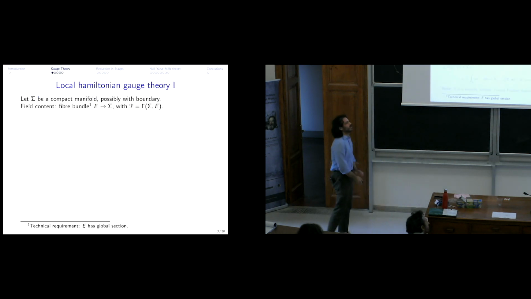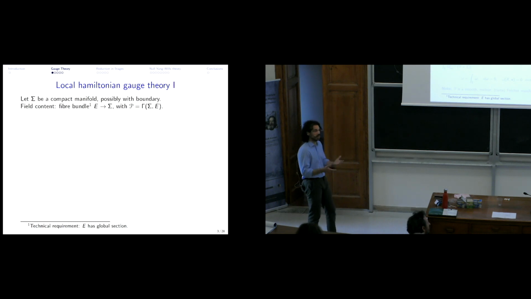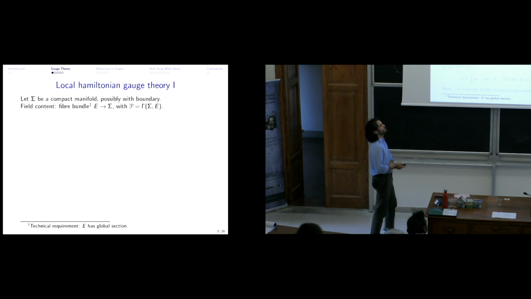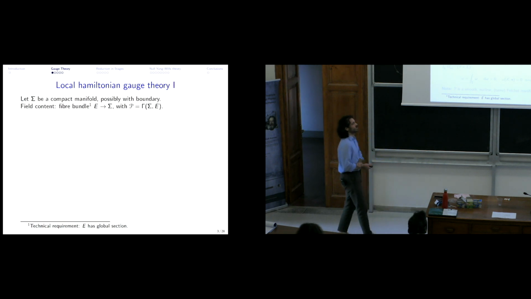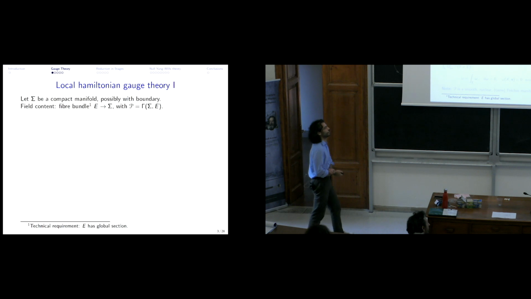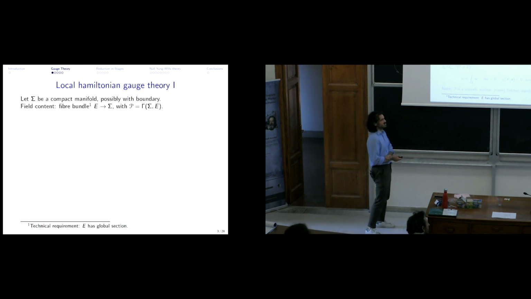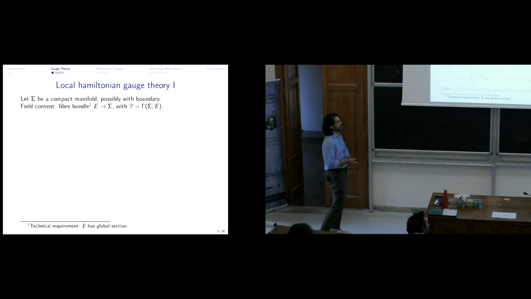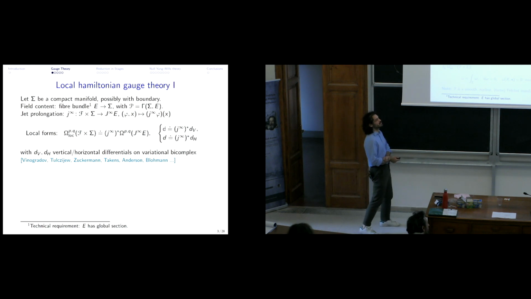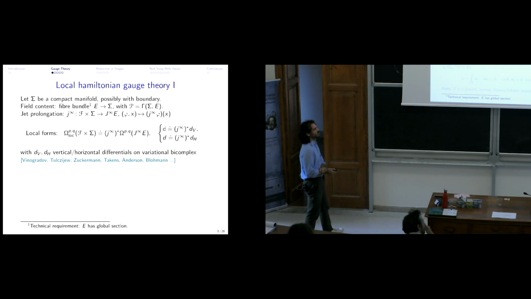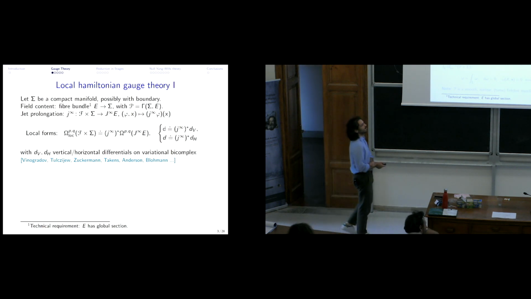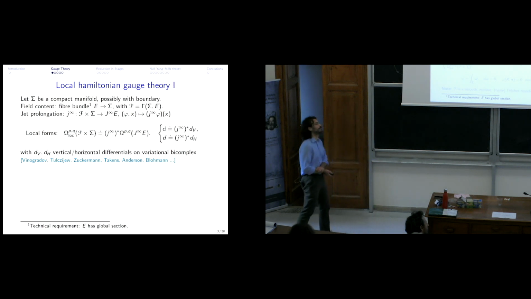So let me begin by setting the stage for how I'm thinking about gauge field theory here. For now, let's just take Sigma, a compact manifold, possibly with boundary. The field content here is some fiber bundle. If you're uncomfortable with this, just take a vector bundle. I consider jets of sections, so I look at the infinite jet bundle of this vector bundle or fiber bundle, and I pull back forms over here along this jet prolongation map.